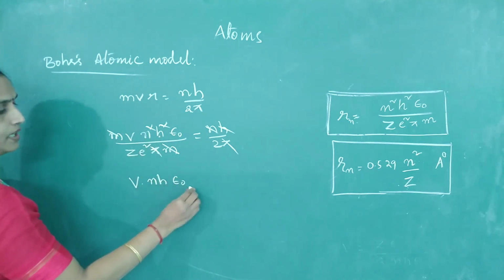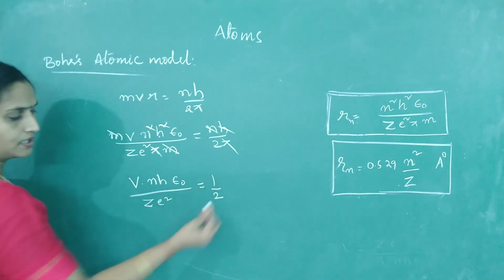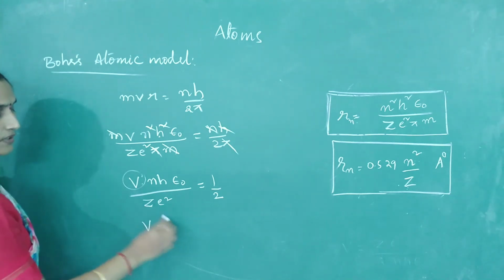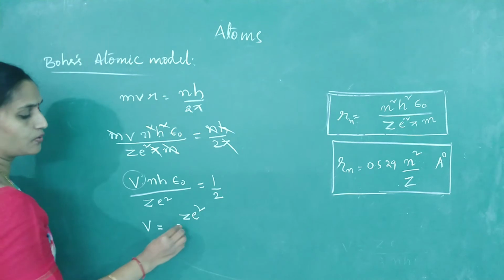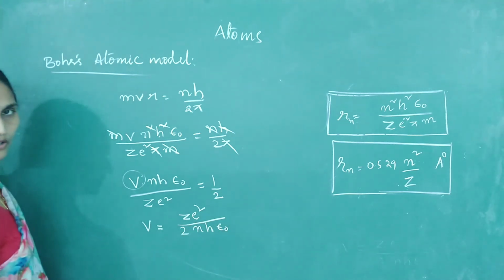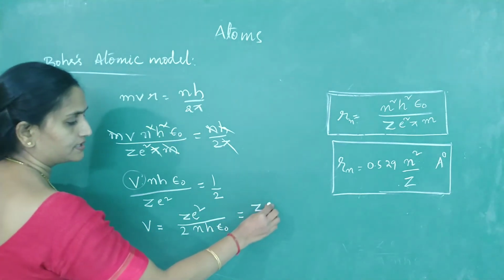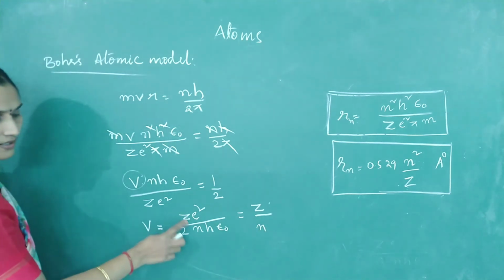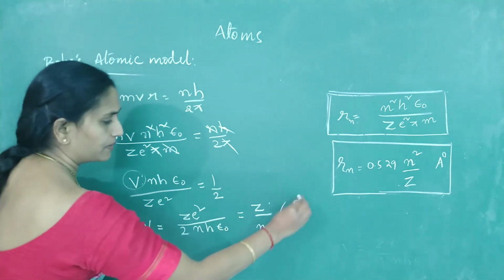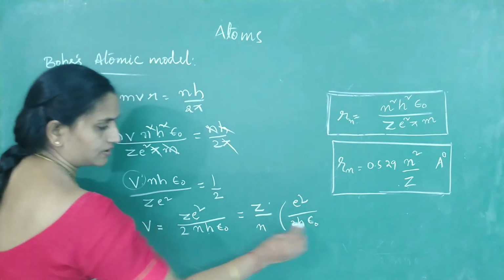v nh epsilon naught by Z e square is equal to 1 by 2. Since we need the velocity of electron, write the equation in terms of v. v is equal to Z e square by 2 nh epsilon naught. So I am going to modify this relation. I will write it as Z by n outside. Z and n I am taking outside the bracket. What are the remaining terms? e square by 2h epsilon naught.